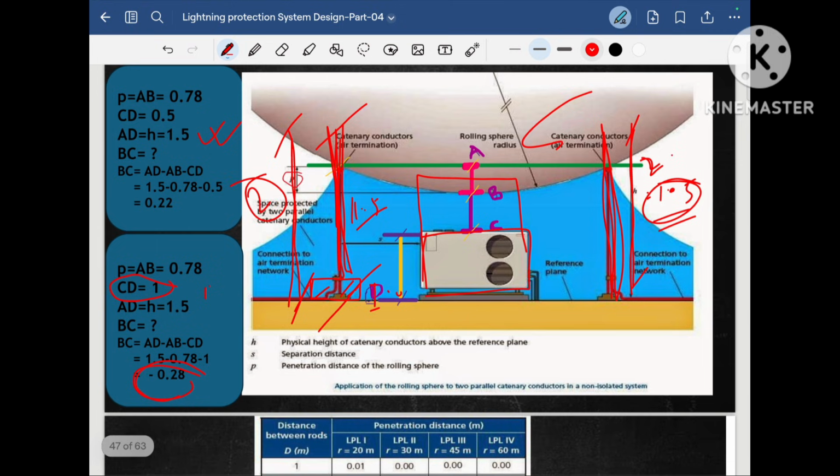In that case also, the BC value will be positive, and we can say that our equipment is safe from the penetrating. Equipment is not clashing with the penetrating depth, and our equipment is safe. Hope you are very clear with this point.